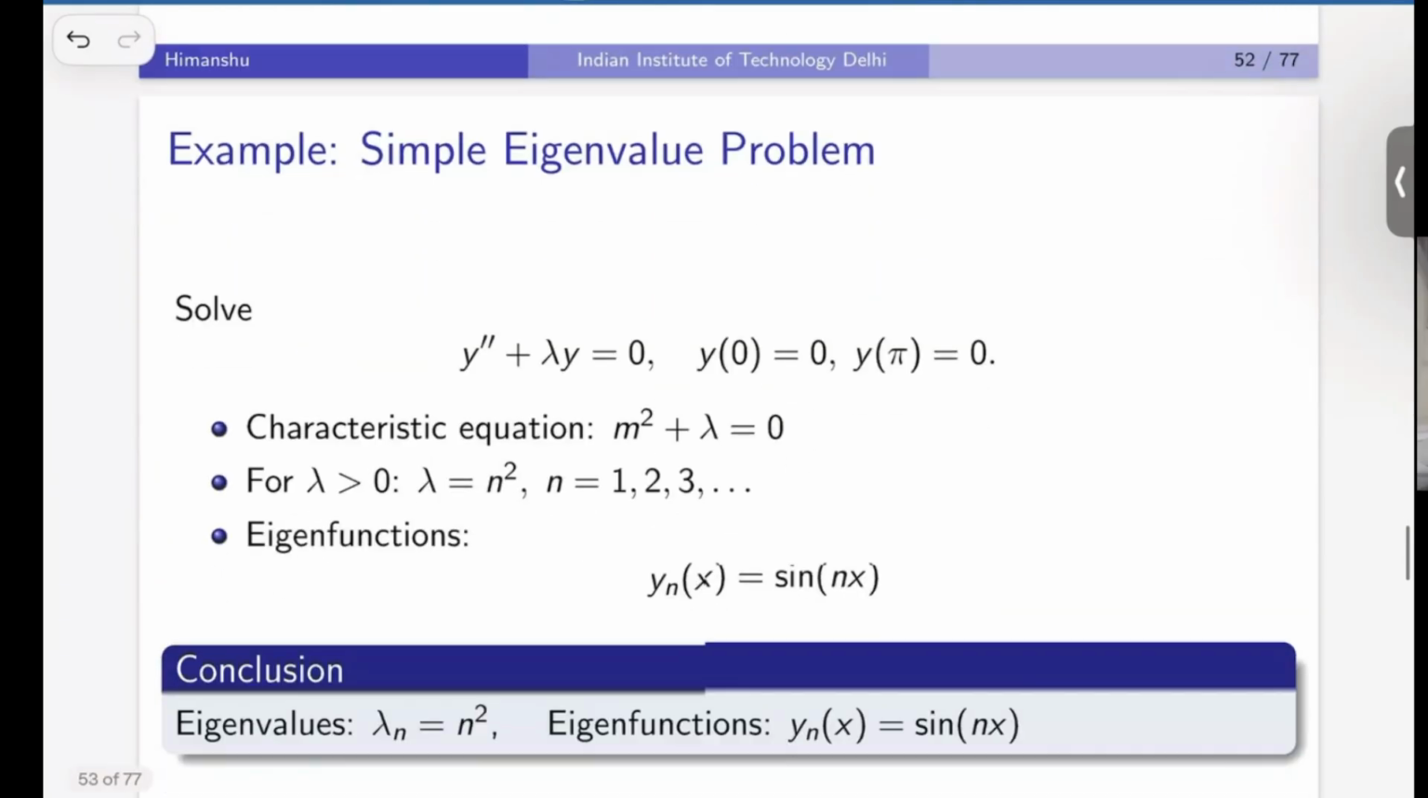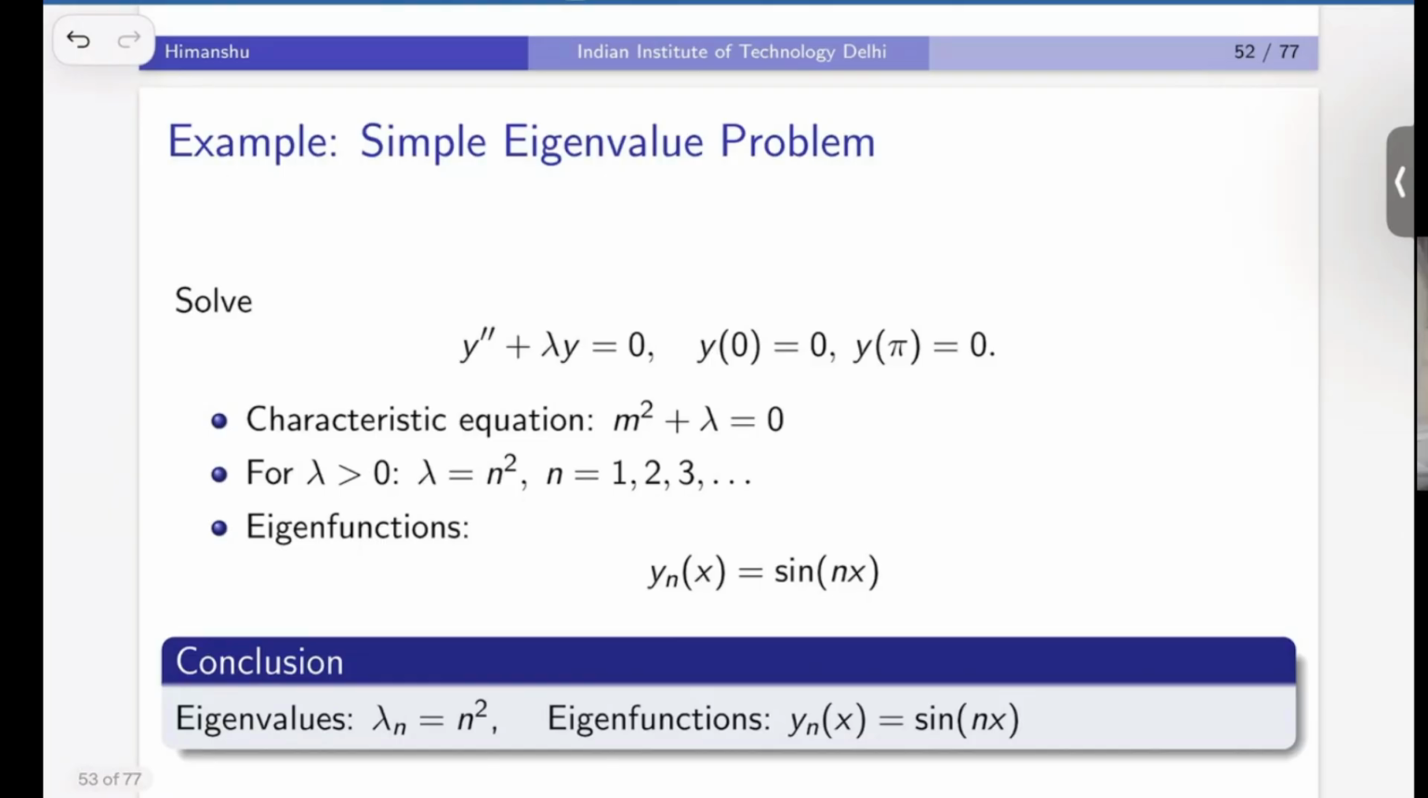Let's say we have y double dash plus lambda y equals 0 and the boundary conditions are given at 0 and pi. Then we are interested in non-trivial solutions of our system. Whenever lambda is 0, we have a trivial solution. When my lambda is less than 0, again using this boundary condition, we can show that my solution will be a trivial solution. So we have a non-trivial solution if and only if lambda is greater than 0.